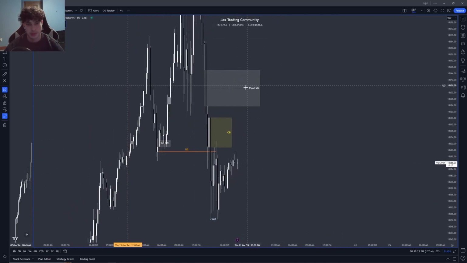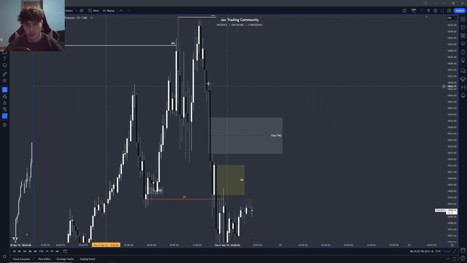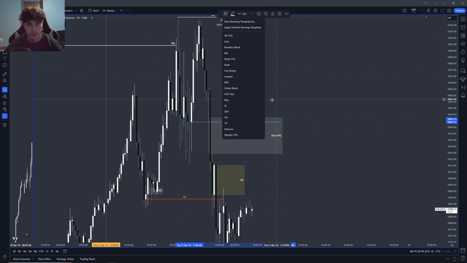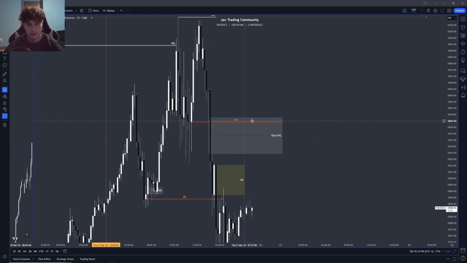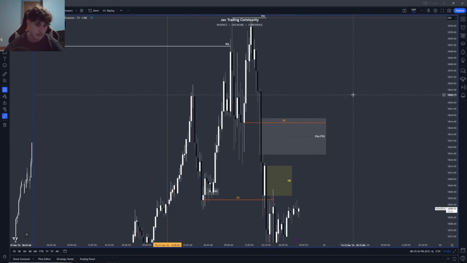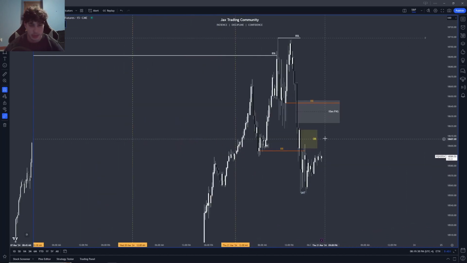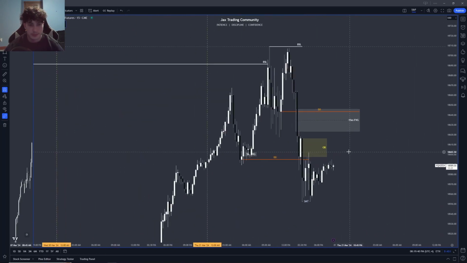But I do expect us to go to this 15-minute, and we could also have these act as a breaker, right? This is a pretty good rejection point, especially because we have so many wicks. This would be a good spot for a breaker. And yeah, that is my prediction for tomorrow.